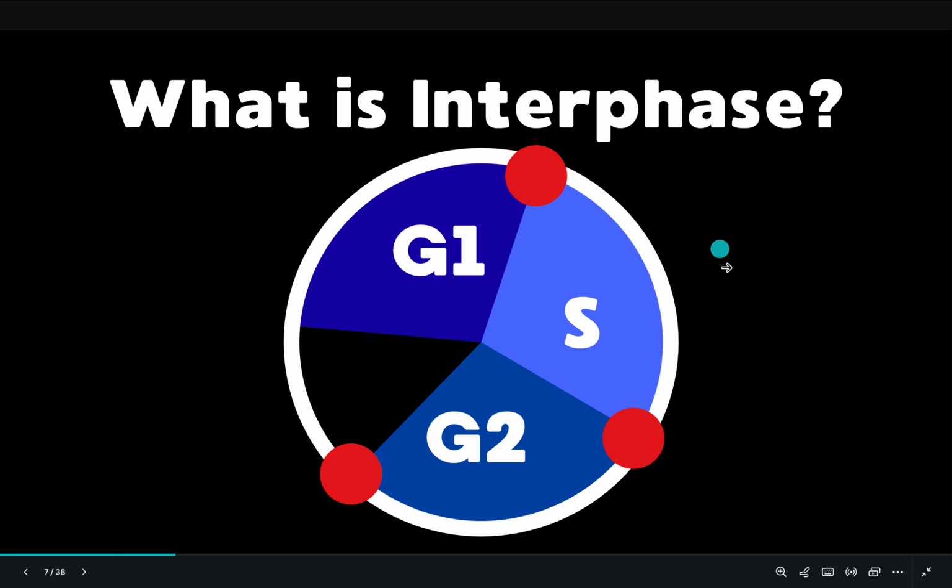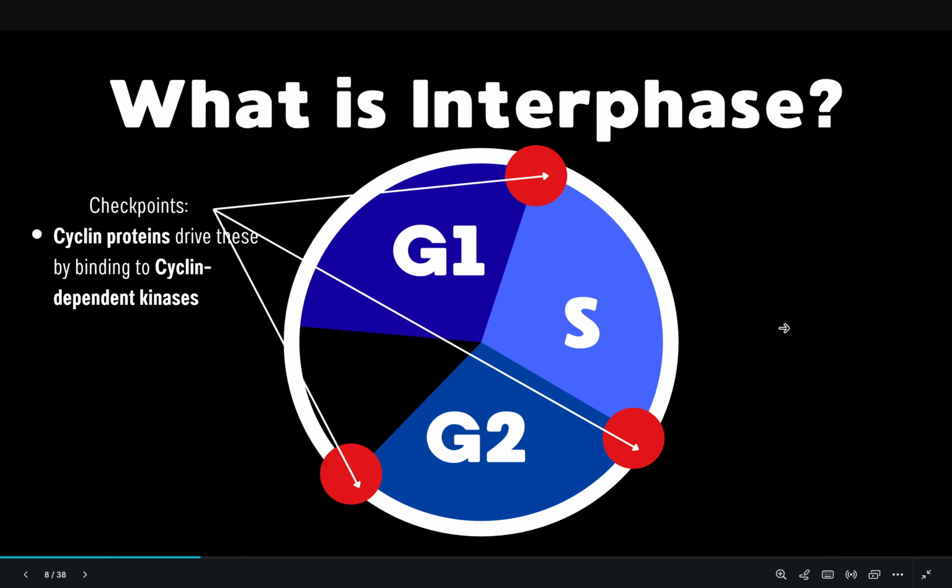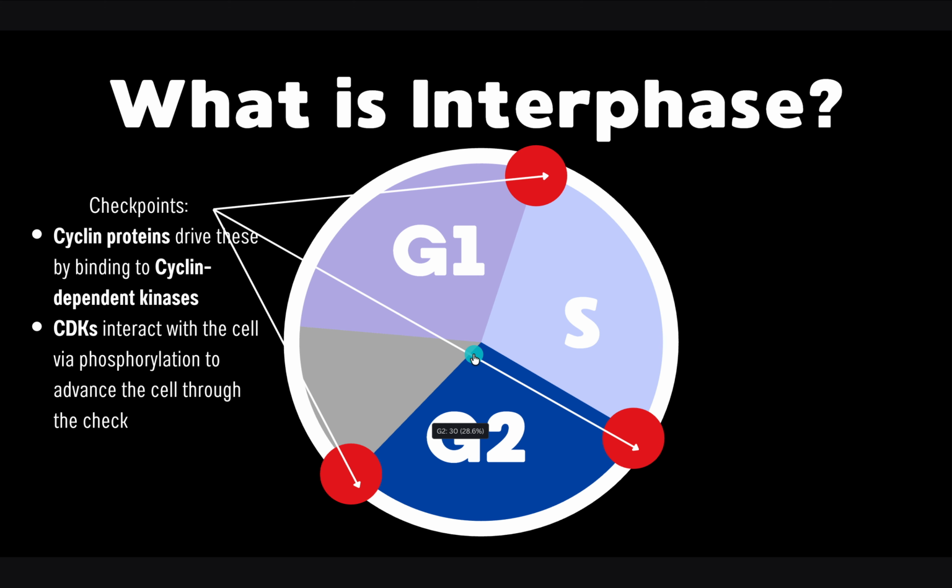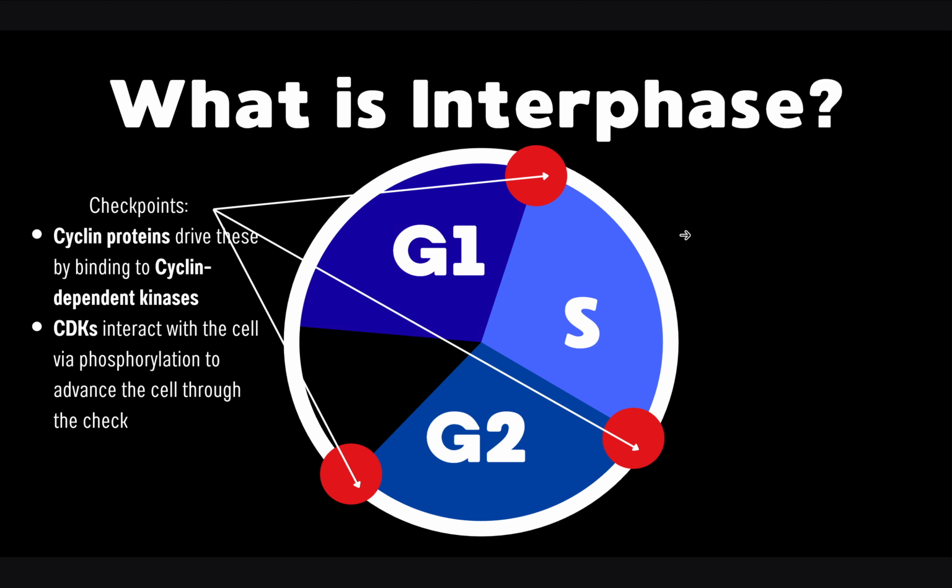Now you might be wondering, what are these little red dots on the edge of these phases? These are called checkpoints. And basically they are controlled by what is called a cyclin protein. So cyclin proteins drive these by binding to something called a cyclin dependent kinase, which interacts with the cell via phosphorylation to advance the cellular checkpoint. So think of the cyclin proteins as kind of like a police force, binding to the cyclin-dependent kinases to detect whether the cell is good enough to continue through the stages, is healthy, and is not damaged.